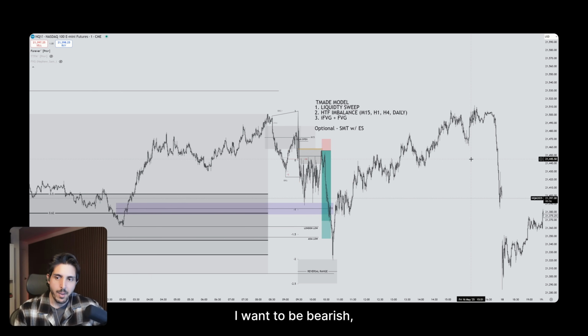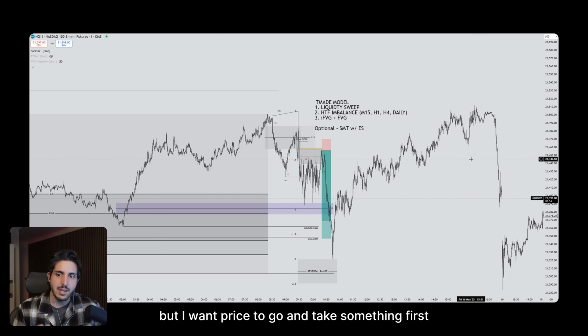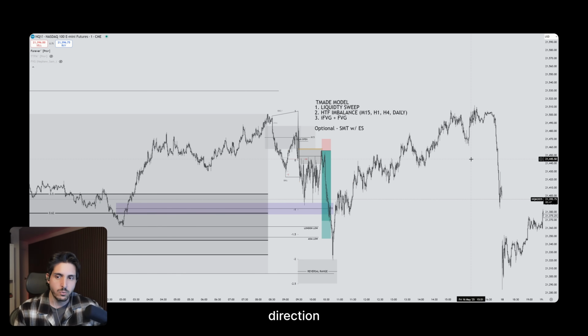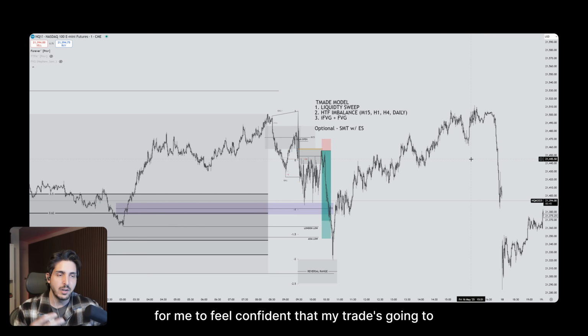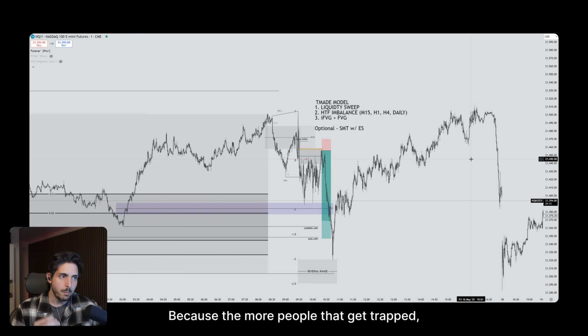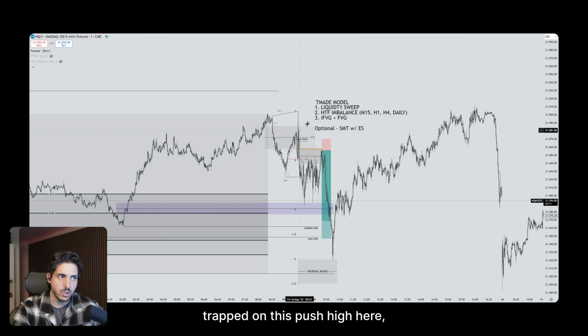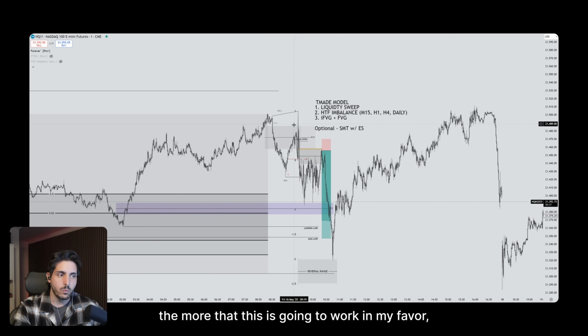Okay. I want to be bearish, but I want price to go and take something first because I want people to get trapped. I need traders to get trapped in a certain direction for me to feel confident that my trade is going to work out, right? Because the more people that get trapped on this push high here, taking this high as a breakout trade, the more that this is going to work in my favor, right?